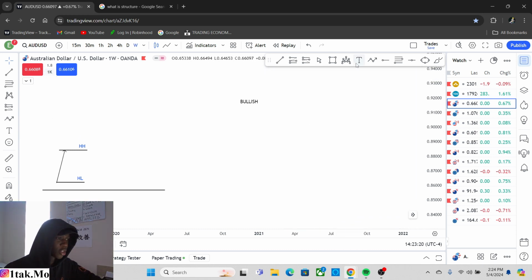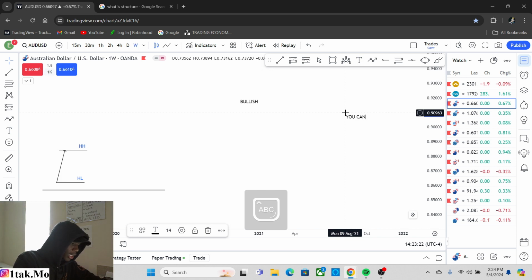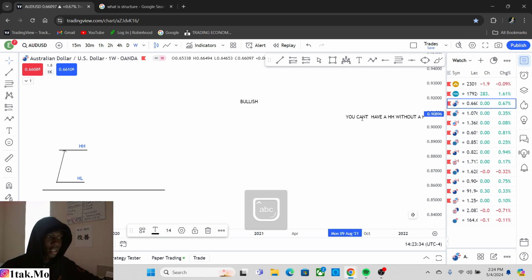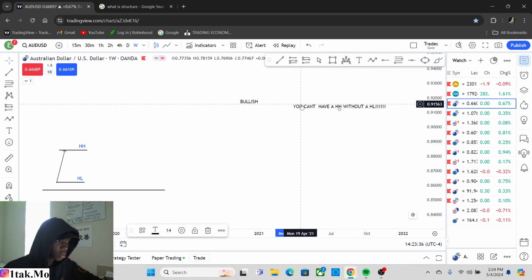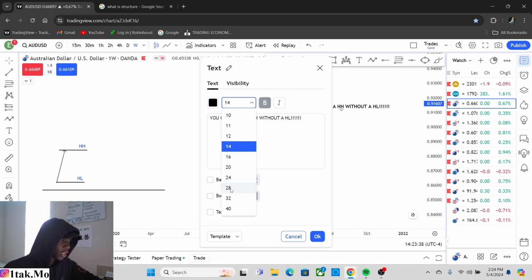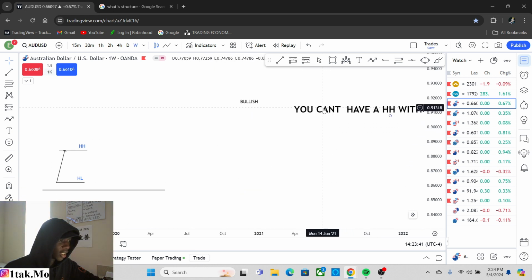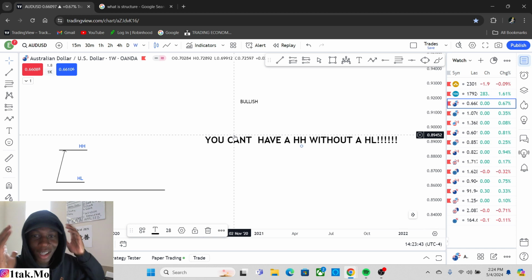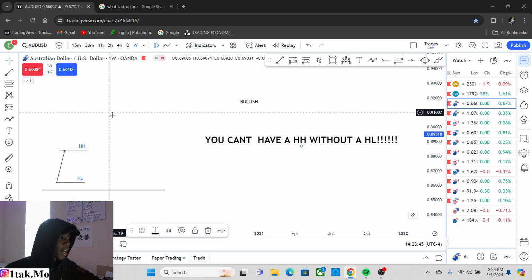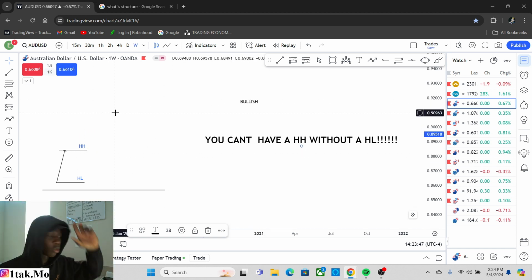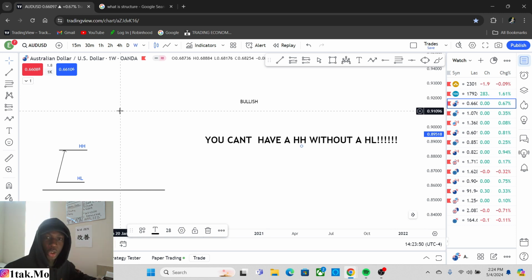I keep saying it. Let me just write it down here. You can't have a higher high without a higher low. You literally cannot. I'm gonna put this big so you can see it. You can't have a higher high without a higher low. So in order for price to make a higher high, it needs to do two things. One, make a higher low. Two, it needs to break above the current higher high.